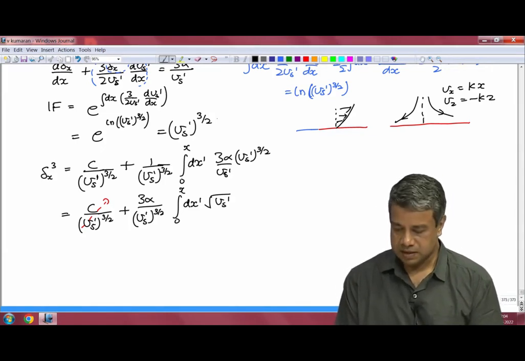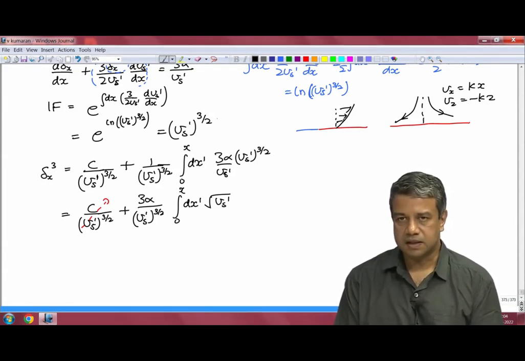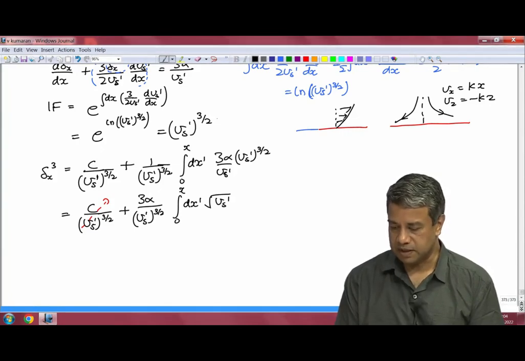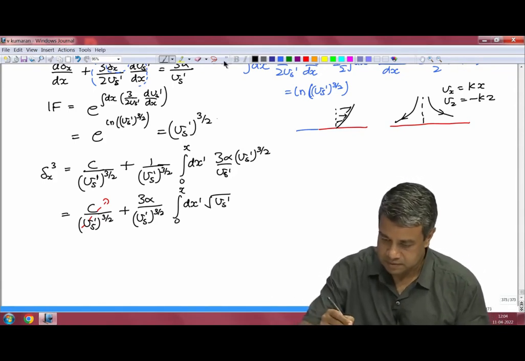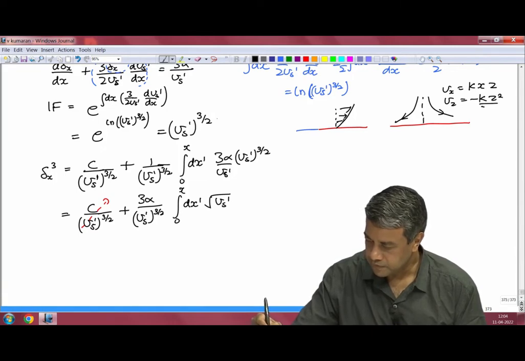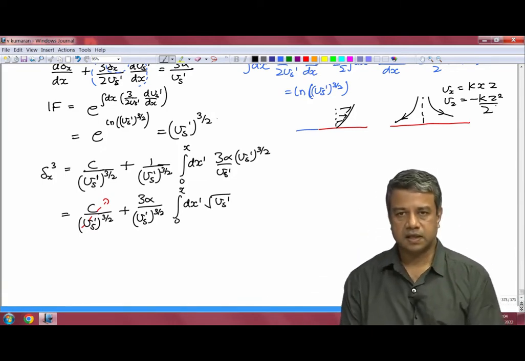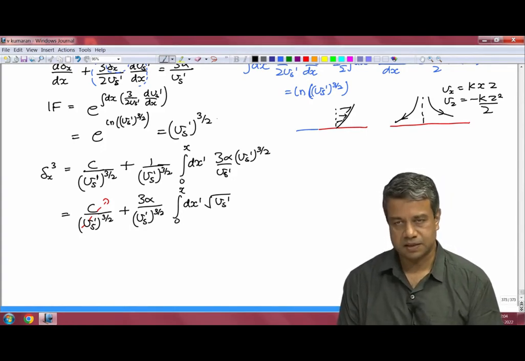In the former case, that Vs prime was a constant, the strain rate was a constant independent of x. In the latter case, the strain rate was the velocity Vs prime at the surface. I am sorry, this is kxz and this was minus k. In the second case, the strain rate was a linear function of x. It was proportional to k times x.